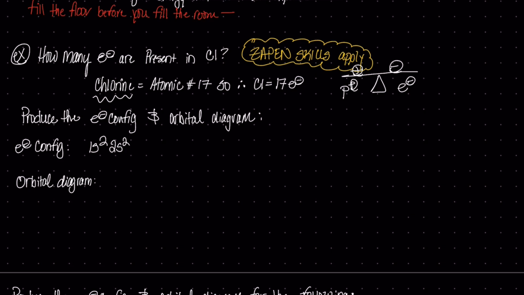I got 1s2, 2s2, and then we slither over to 2p6. That gives us a total of 10 electrons. Then we're starting here at 3s2 for 12, then 3p5 for 17.